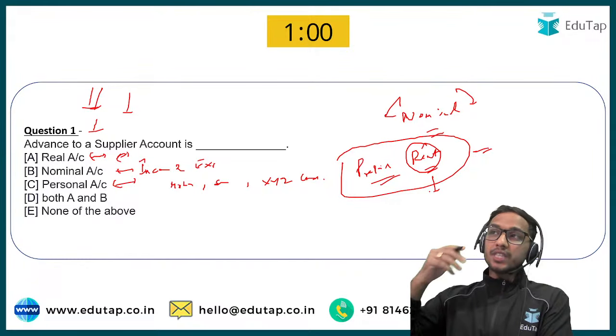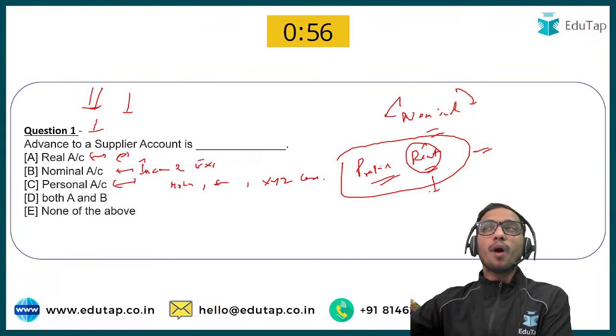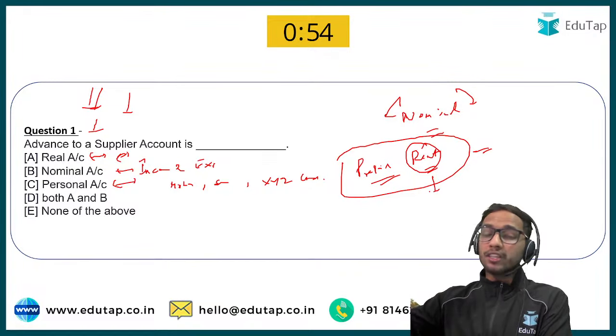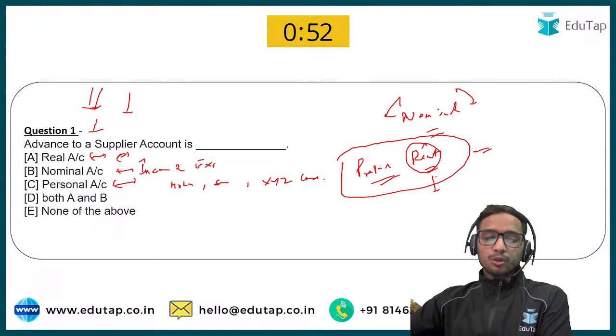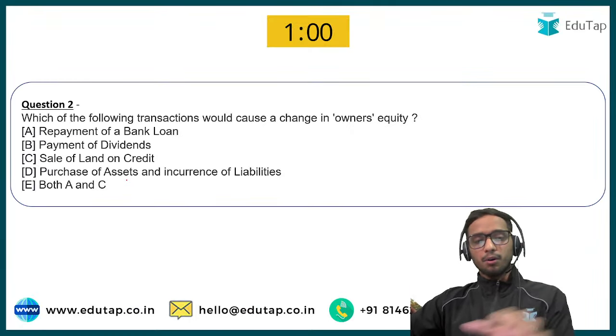Why? Because they are representing someone, right? Like this, in this question we have advance to supplier, so we have given advance to our supplier. This advance is representing that person as our debtor, so it will be included in the personal account. So the correct option would be option C, that is personal account, right?